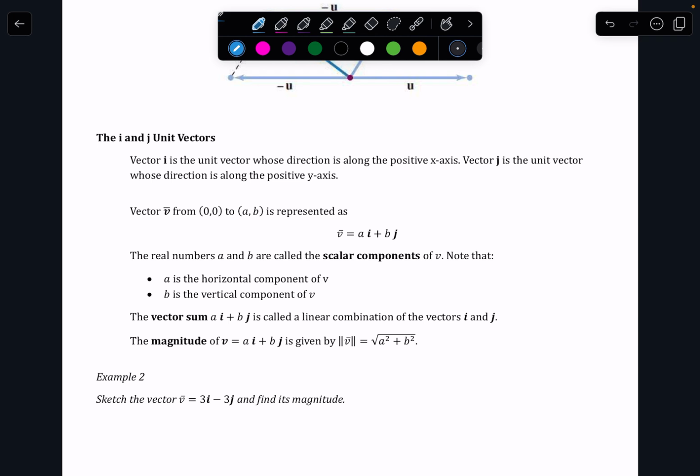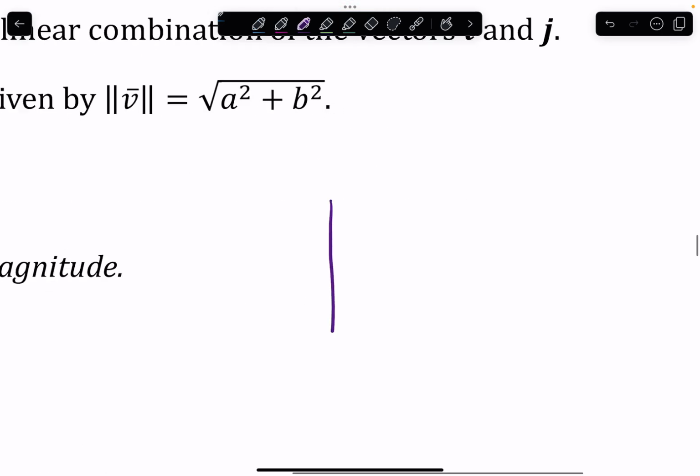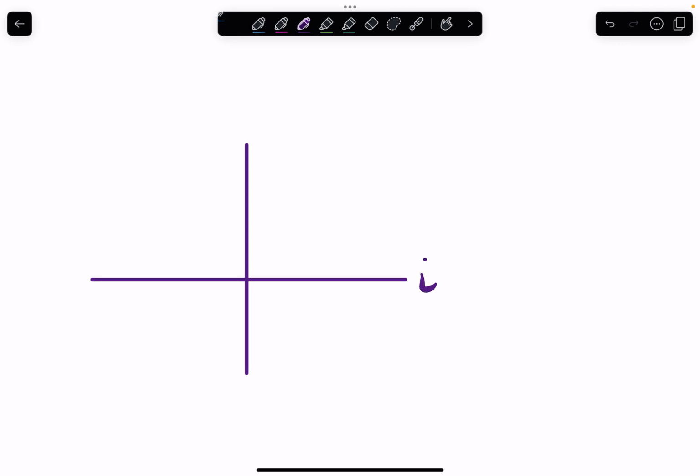So we want to sketch the vector 3i minus 3j and find its magnitude. So first is our sketch. All right, so vector ij, this is our i component. Vertical is our j component. So we are going out 3i. So that would be this right here, 3i. And then we are going down 3j. So this right here would be, whoops, I think that's straight, 3j.